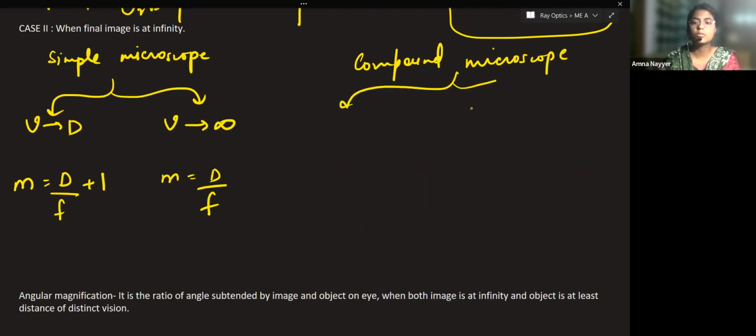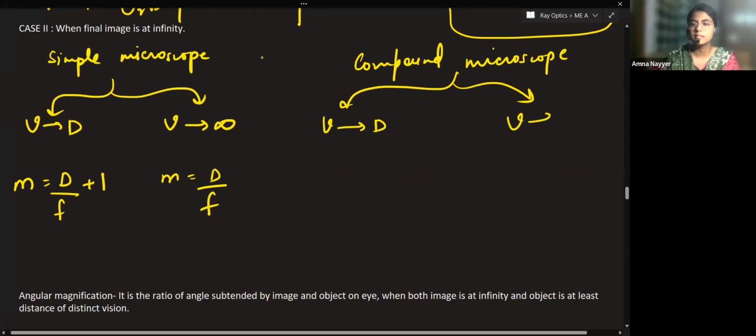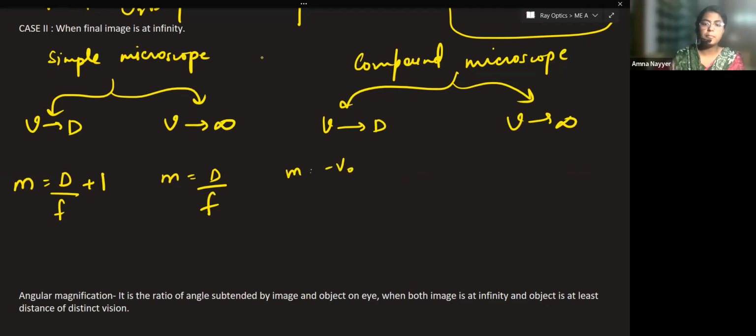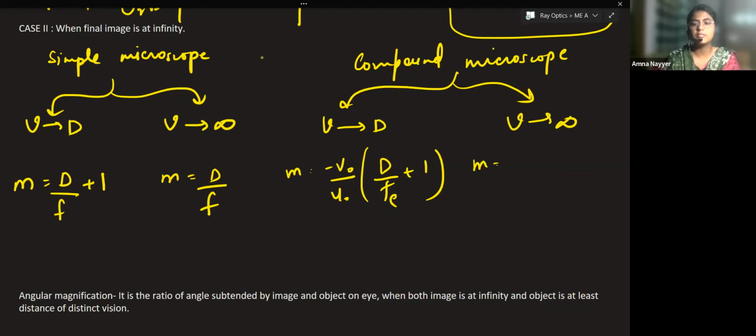For compound microscope also you have the same cases: image formed at least distance of distinct vision, and when the image is formed at infinity. Both are the same cases. Now do one thing. Just multiply minus V naught by U naught in front of this D by F plus 1. This becomes Fe. Same thing. Just multiply minus V naught by U naught and write this as it is and make this Fe like this. This is the basic thing that you have to remember. Rest of the things we had discussed already.